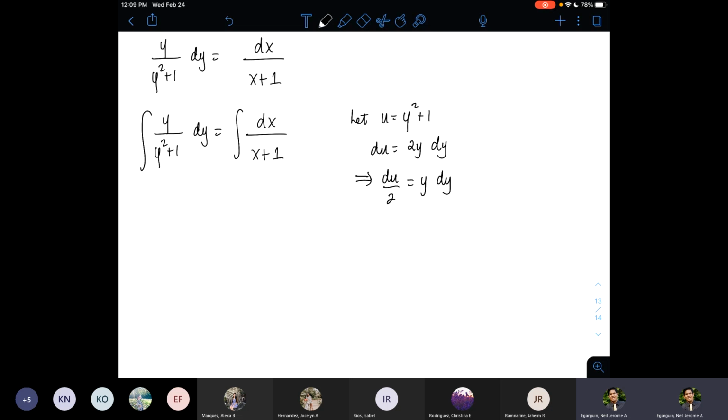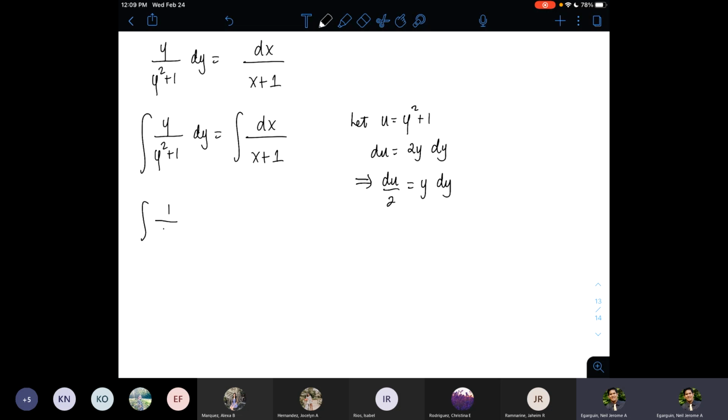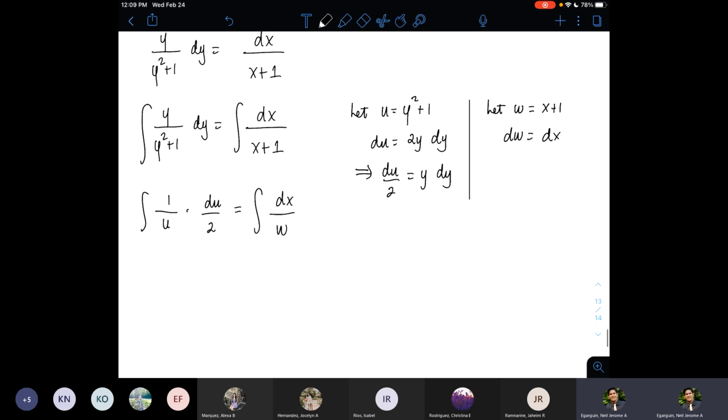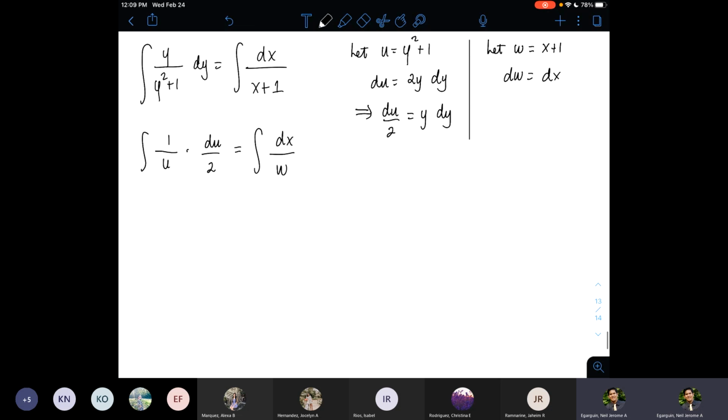So the left side will become 1 over u times du over 2, right? And then for the right-hand side, I will let w be equal to x plus 1. So that means dw is equal to dx, right? So I'll have dw over w on the right-hand side. And then now we can carry out the integration of both sides.